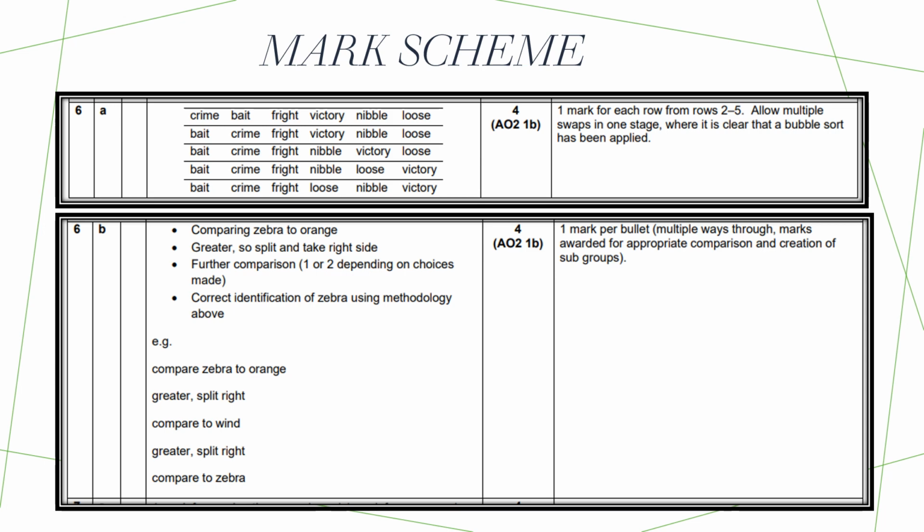At the bottom, you can see how someone's written it out. Compare zebra to orange. It's greater, split right, compared to wind, greater, split right, compared to zebra. So that's one way of doing it. Or you can write out the data in multiple steps after you've done your removals. Okay, so mark your questions. I think if you do know how to do the different sorts and searches, it's a pretty easy way of picking up marks. Okay, let's move on.